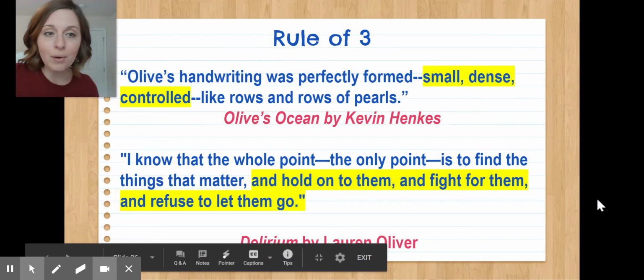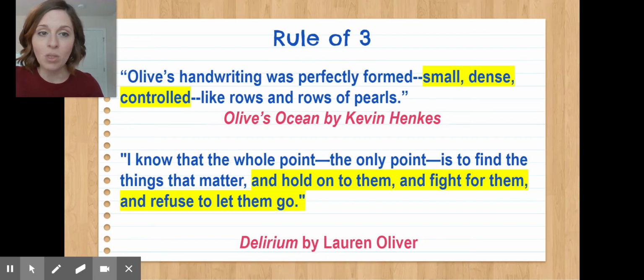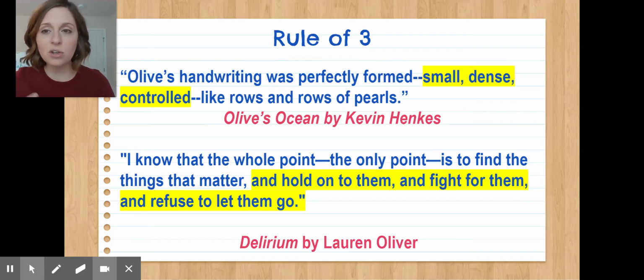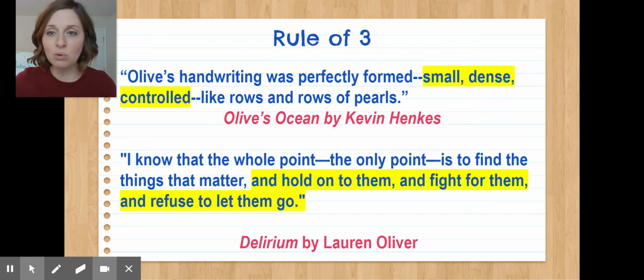So, our first example comes from the book Olive's Ocean. So let's read the sentence. Olive's handwriting was perfectly formed, small, dense, controlled, like rows and rows of pearls. Here, that three-word description, small, dense, controlled, it really makes you zoom in on a detail and it's more memorable to you as you recognize that pattern of those three descriptive words.